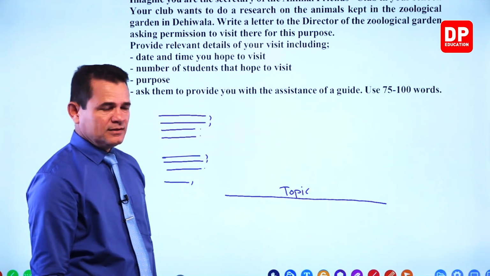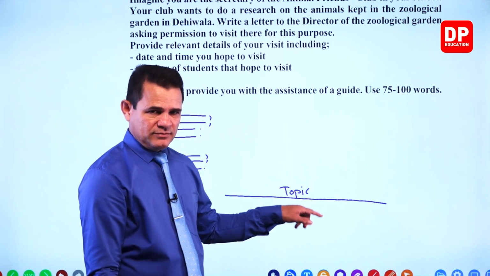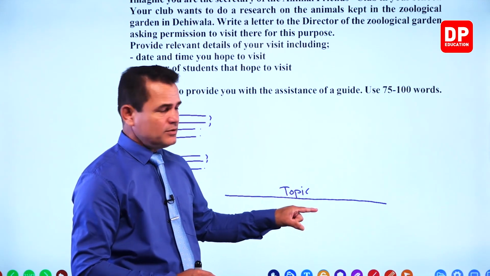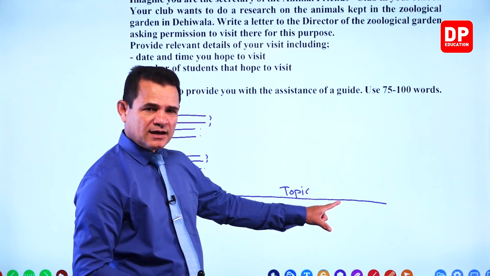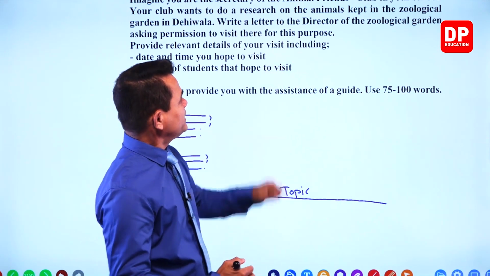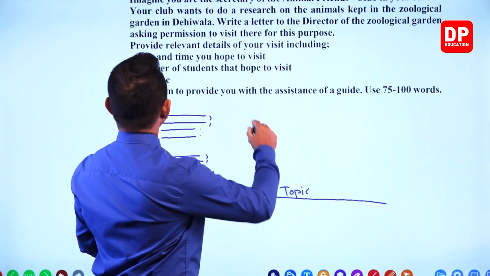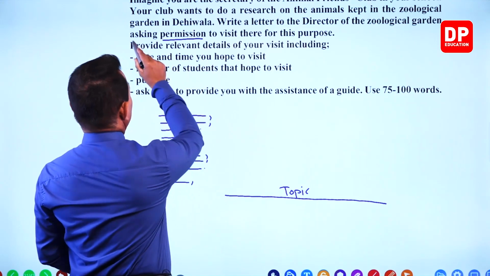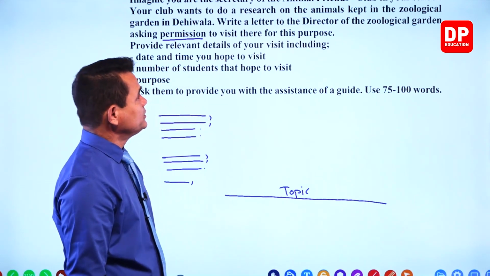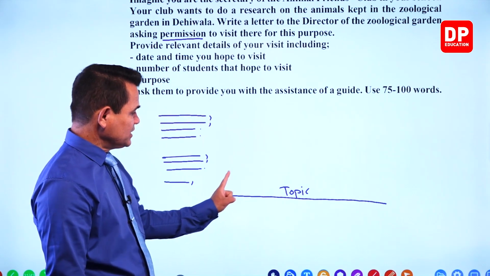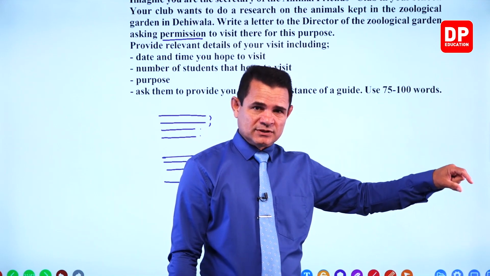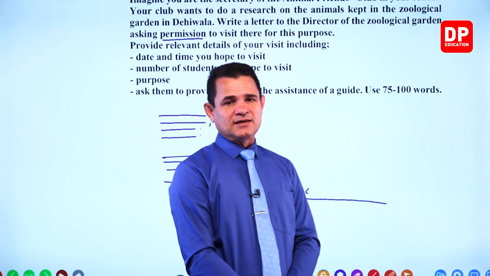What is the topic? I have explained formal letter writing in an earlier video too. You watch it, but I'll help you now. I'll give a little help. Writing the topic is very easy. Ask why: why do you write this letter? To get permission. Asking for permission to visit the zoo to do a research. That is, to get permission to see the zoo and do a research.